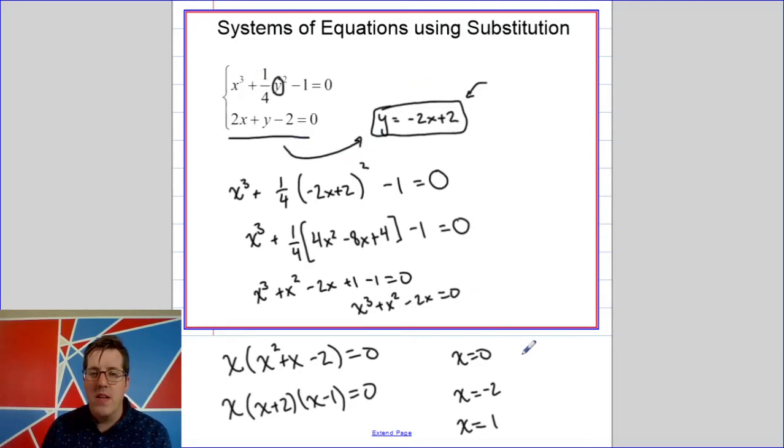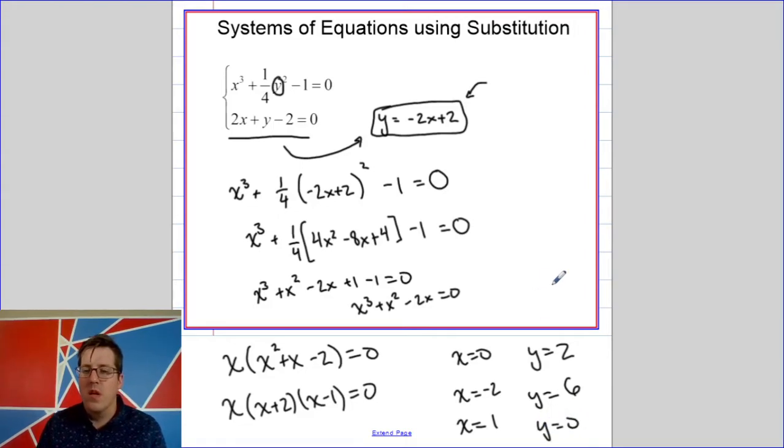So when I plug in 0 for x, I get 2 for y. When I plug in -2 for x, I get 6 for y. And when I plug in 1 for x, I get 0 for y. So this system of equations had 3 solutions: 0, 2, -2, 6, and 1, 0.